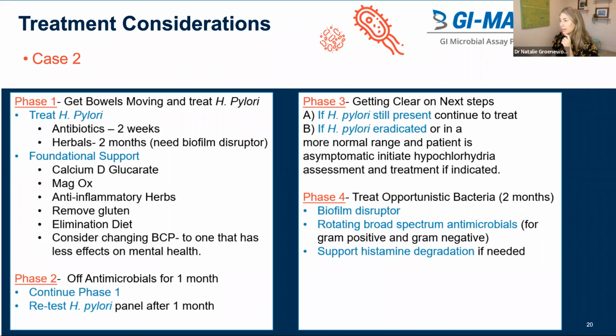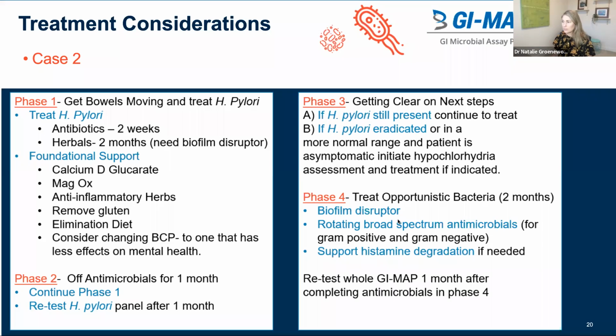And then support histamine degradation. So again, this patient's experiencing some anxiety and some of the kind of hormonal issues that can sometimes come with histamine excess. So because we also have that Morganella producing histamine, sometimes I will consider some histamine degrading supplements to support as well. And then retest the whole GI map 1 month after completing the antimicrobials in phase 4. So sometimes it is a bit of a windy road depending on what that H. pylori test result comes back as.